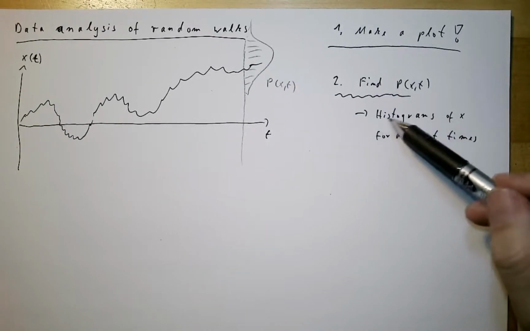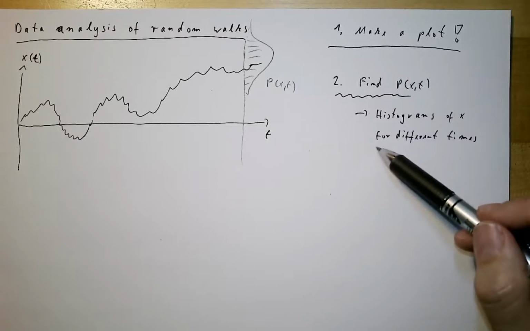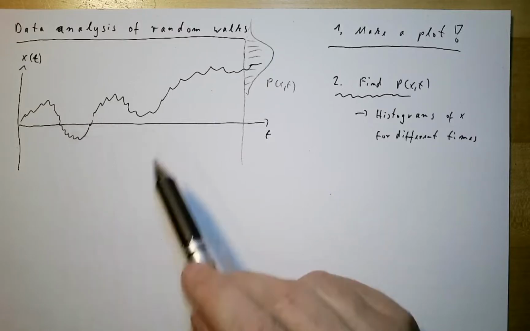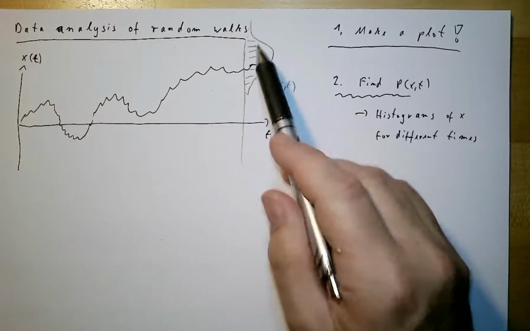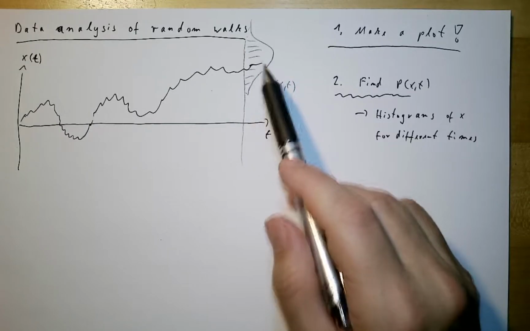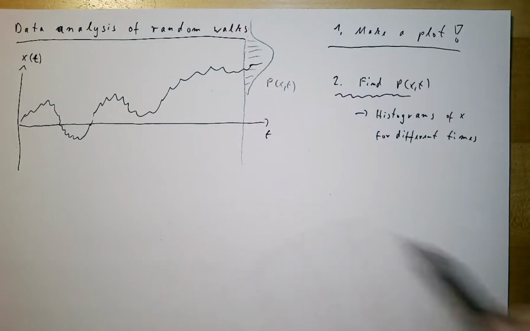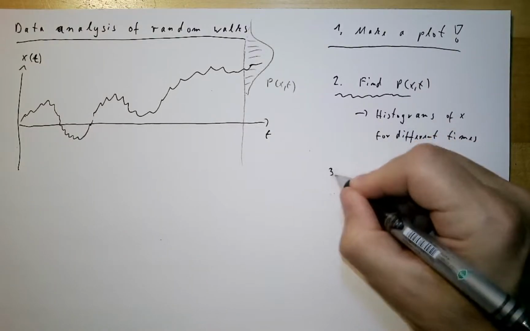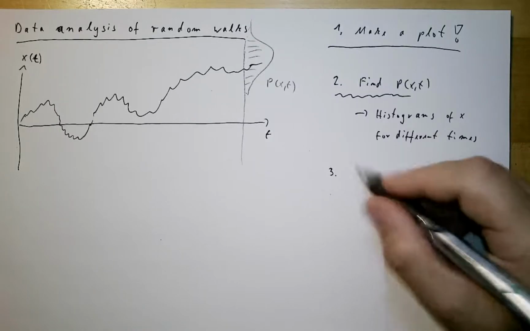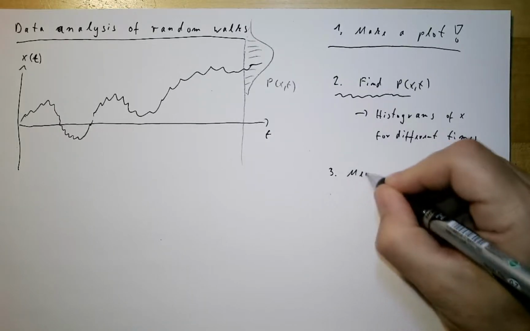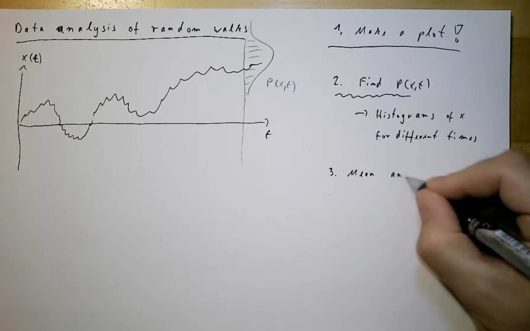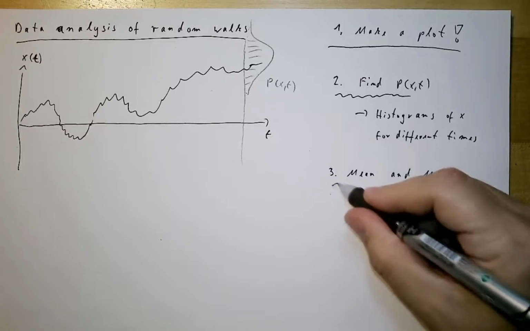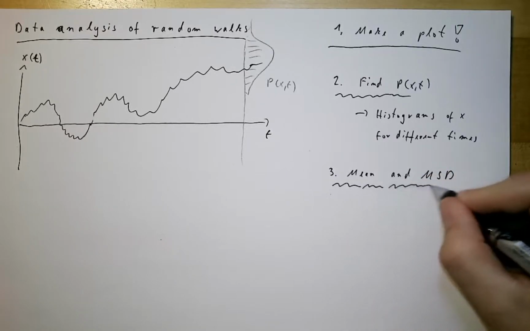But very often we will not be able to do this, in particular if you have real, experimental data, because you need many realizations of this. In order to make the histograms you need a lot of data, so very often we will not be able to do this. And then if we cannot get the histogram, maybe we are able to find moments. So we maybe find the mean value and the mean squared deviation. So first and second moment of our walk.